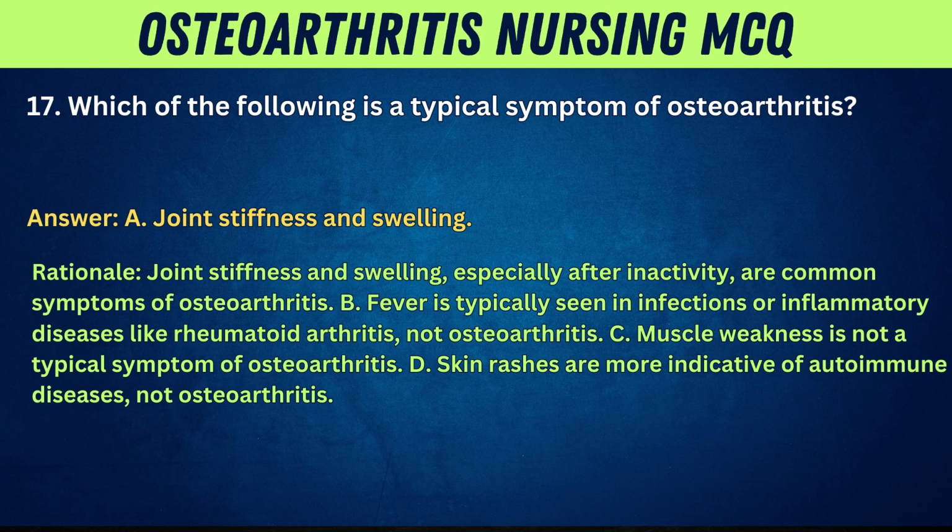B. Fever is typically seen in infections or inflammatory diseases like rheumatoid arthritis, not osteoarthritis. C. Muscle weakness is not a typical symptom of osteoarthritis. D. Skin rashes are more indicative of autoimmune diseases, not osteoarthritis.